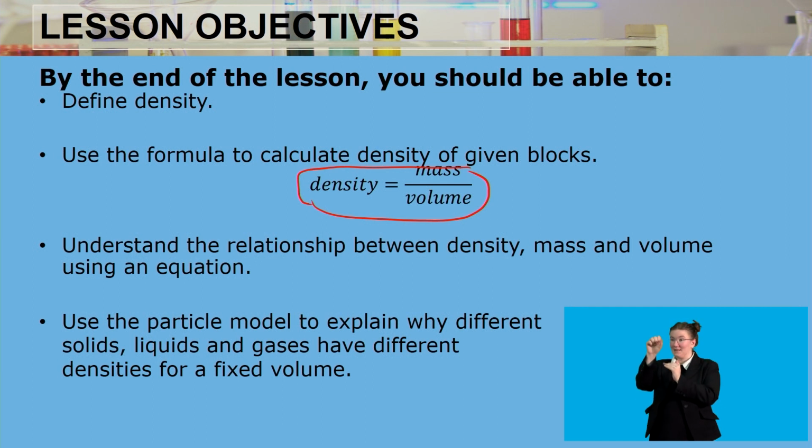Also by the end of this lesson, you should be able to understand the relationship between density, mass and volume using the very same equation, density equals mass over volume. And lastly, you need to be able to use the particle model to explain why different solids, liquids and gases have different densities for a fixed volume.